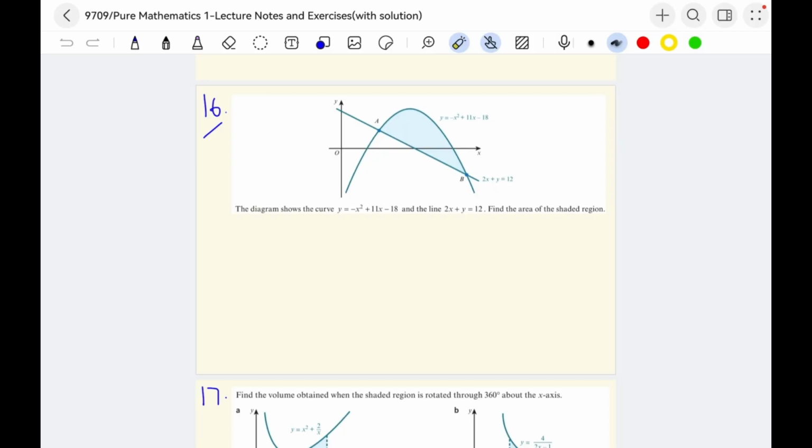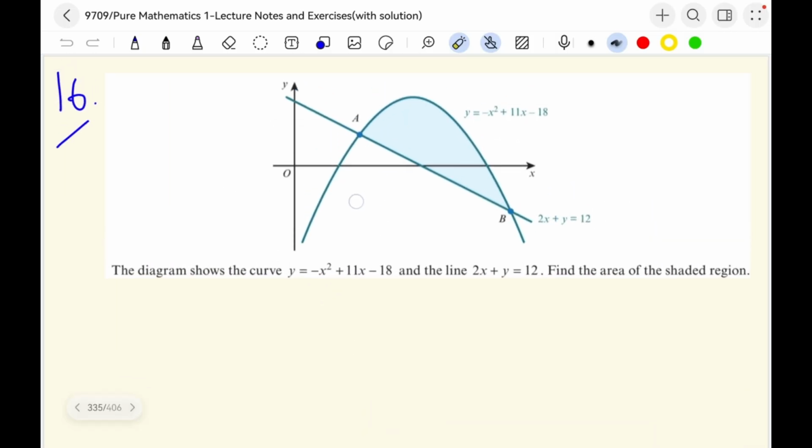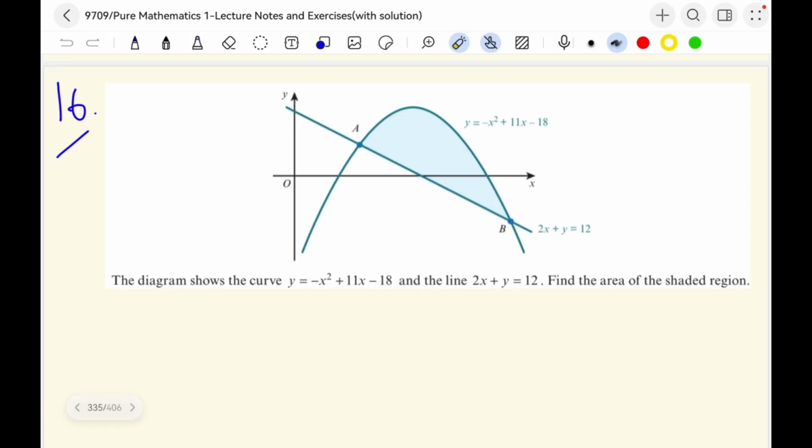Okay, next question. Wow, we came here so far. So this is the area of the shaded region with both functions bounded. I mean both graphs bounded. So usually what you can see over here, both graphs have two intersection points. When it comes to two intersection points, you must think about the simultaneous equation.